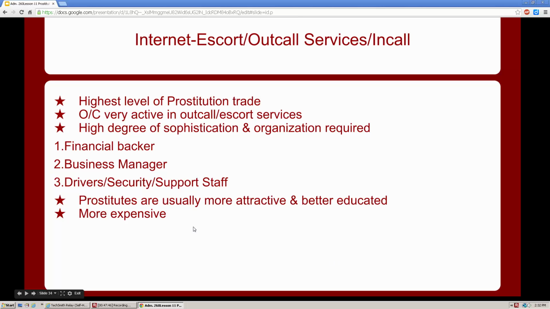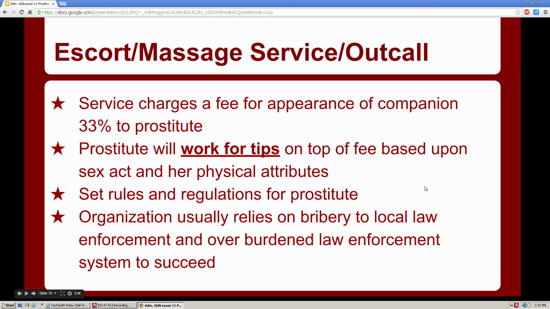And prostitutes, they're normally more attractive, they're better educated, but they're also more expensive. If they do work for an escort agency, the agency will take anywhere between 30 to 60% of the fee up front to have the prostitute come out to you. So she's not getting all that money. What happens is you pay the money up front, and then if there's going to be any type of sexual activity, you pay money on top of that. So she works for tips. Part of the sex act is working for the tips, and that's the money that she'll keep.